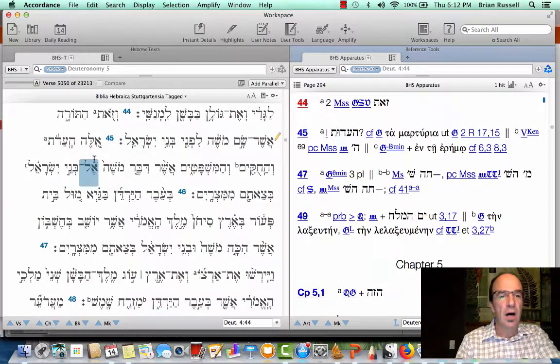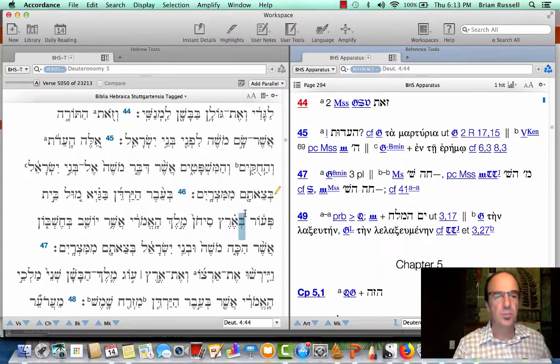Elleh, these, and again, this puts it in predicate position. We don't have the definite article, so it's: these are the testimonies, the statutes, and the judgments which Moses spoke to the sons of Israel when they came out from Egypt. Again, in terms of difficult words to perhaps parse, maybe this one is the most difficult.